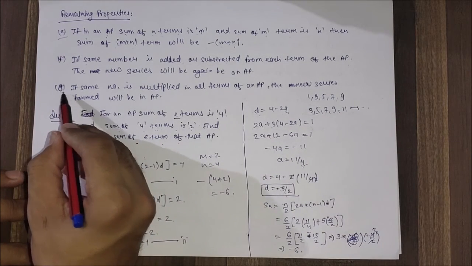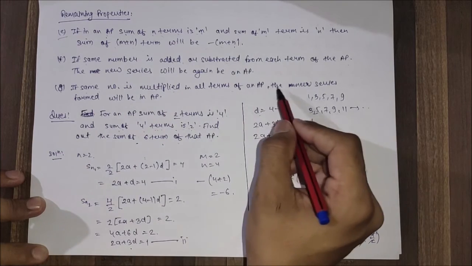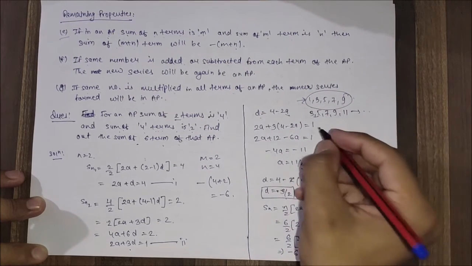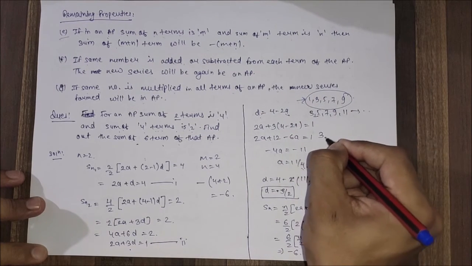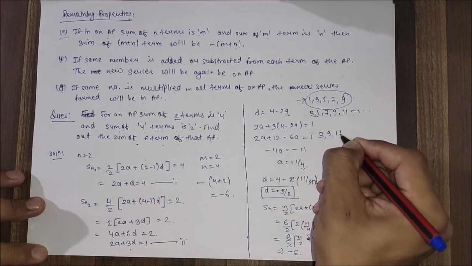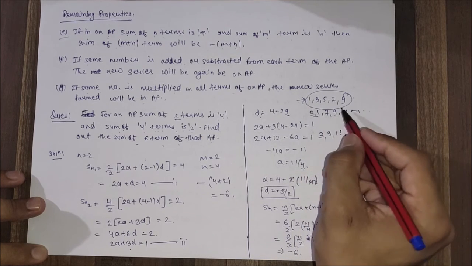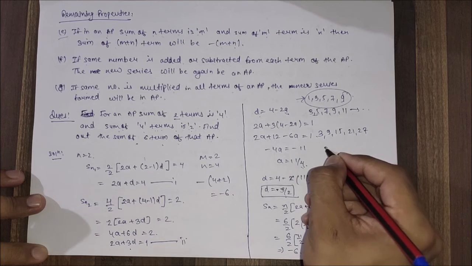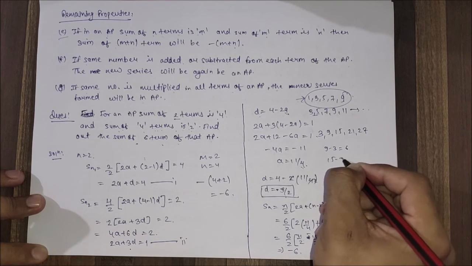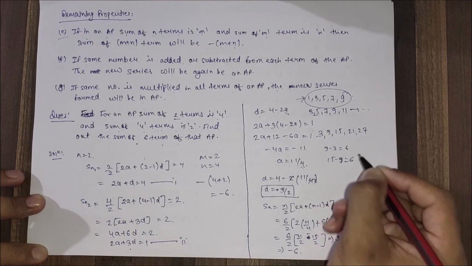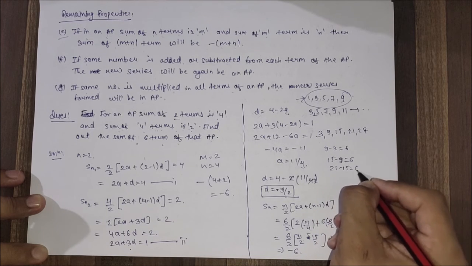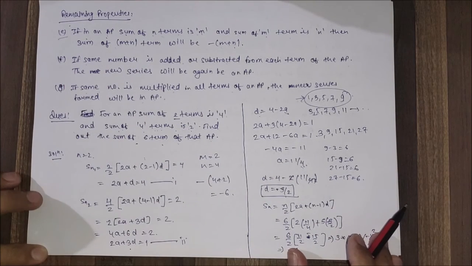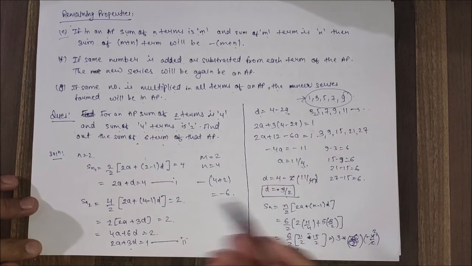And property number 7 says if the same number is multiplied into all terms of an AP, the series formed will be in AP. Let's multiply some number in this AP and check. Let's multiply by 3: 1 times 3 is 3, 3 times 3 is 9, 5 times 3 is 15, 7 times 3 is 21, and 9 times 3 is 27. Let's check the common difference: 9 minus 3 is 6, 15 minus 9 is 6, 21 minus 15 is still 6, 27 minus 21 is still 6. Hence all the properties are satisfied and proved by some of these examples.